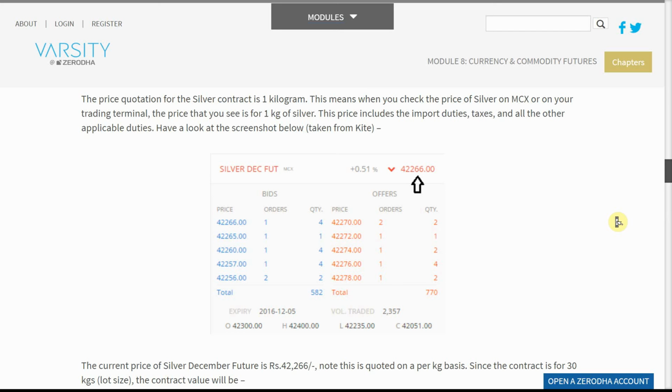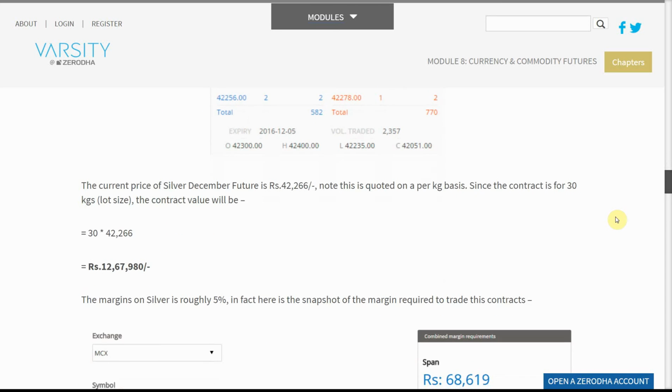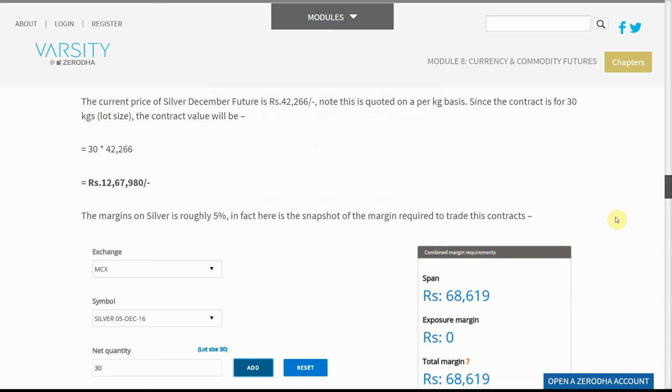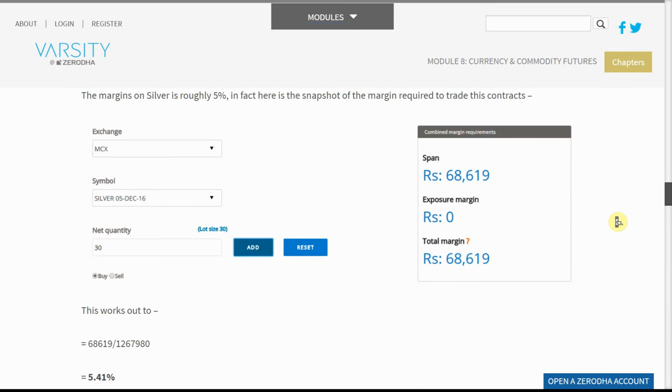Have a look at the screenshot below taken from Kite. The current price of silver December future is 42,266 rupees per kg. Note this is quoted on a per kilogram basis. Since the contract is for 30 kgs lot size, the contract value will be equal to 30 * 42,266 = 12,67,980 rupees. The margin on silver is roughly 5%.